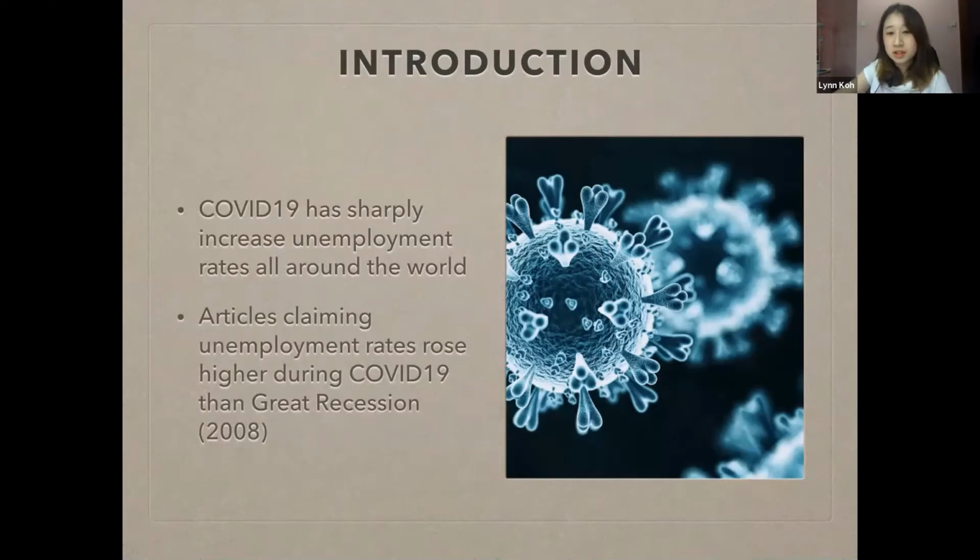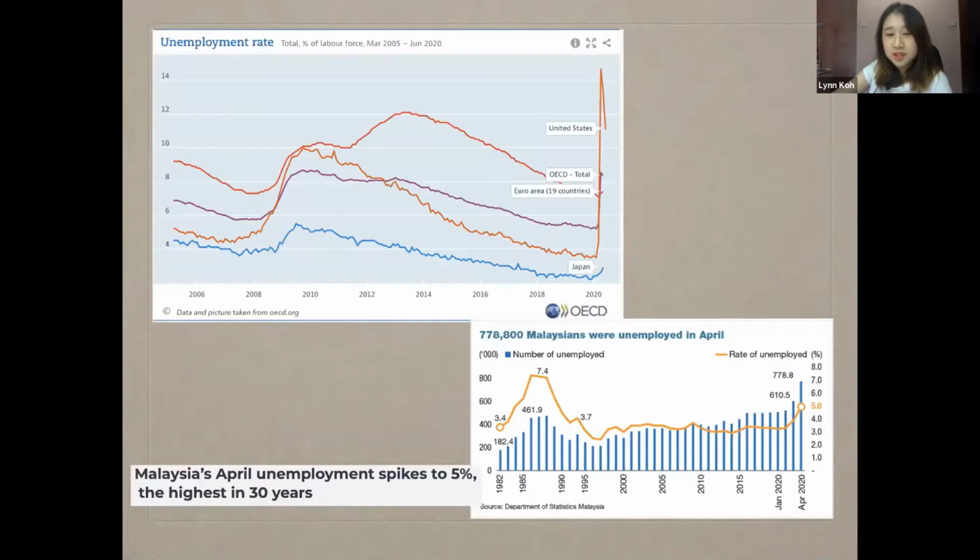I'm sure a lot of you are familiar with the rise of the COVID-19 virus that has been about all over the world, and this sadly has increased unemployment rates. I even came across multiple articles stating that unemployment rates have been rising higher than the Great Depression in 2008. As pictures shown on this slide, you can see the sharp increase in unemployment rates in 2020, with Malaysia, which is where I'm from, not being an exception.